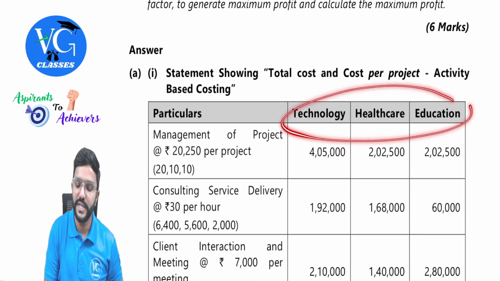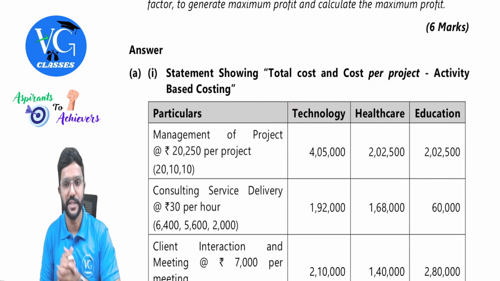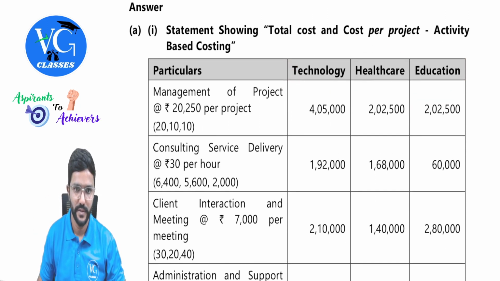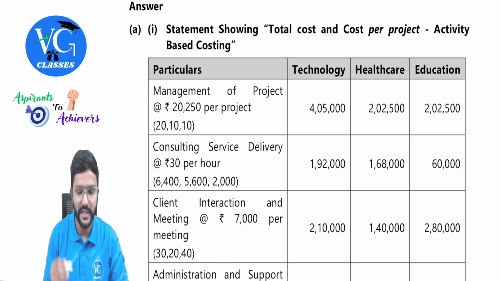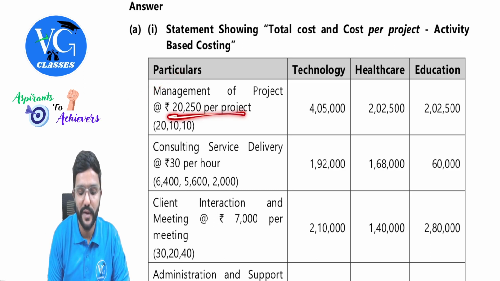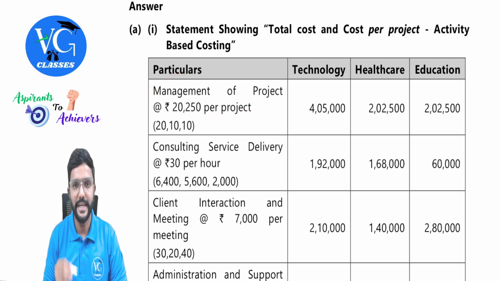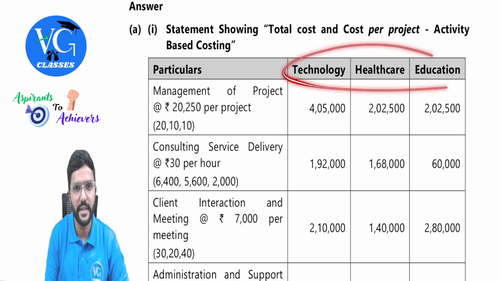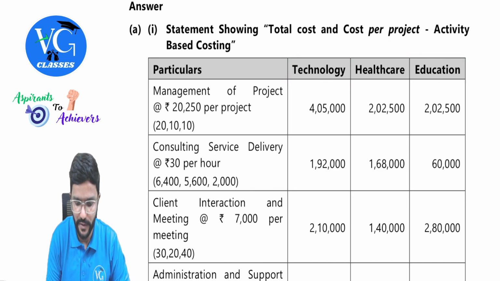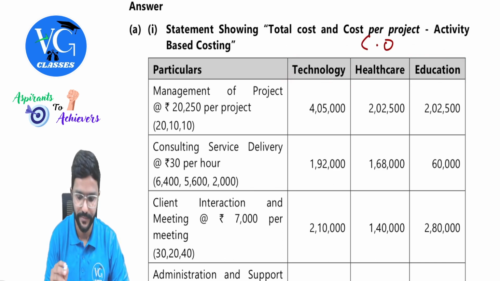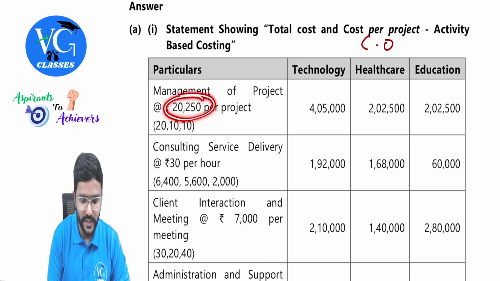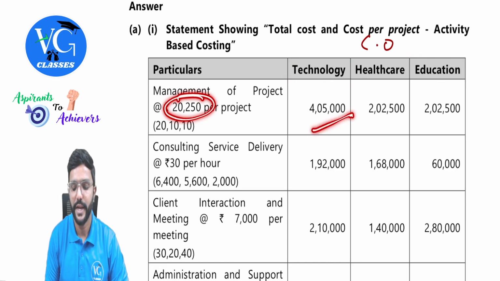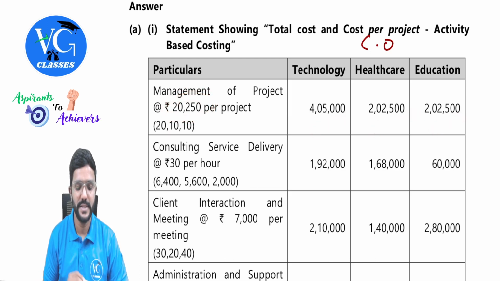So what are our cost objects? Technology, healthcare, and education, guys. We are supposed to calculate the cost for it. Okay. Management of project, first activity. What is the cost per project? 20,250. Multiply that with the cost driver for each individual product. Okay, product is nothing but the cost object here. I will just write it on the top. This is nothing but CO, cost object. So 20,250 into 20 for technology, into 10 for healthcare and into 10 for education, guys. Clear? Yes, sir.